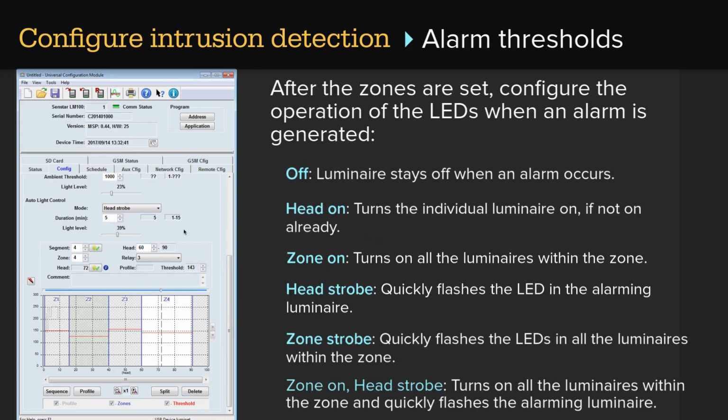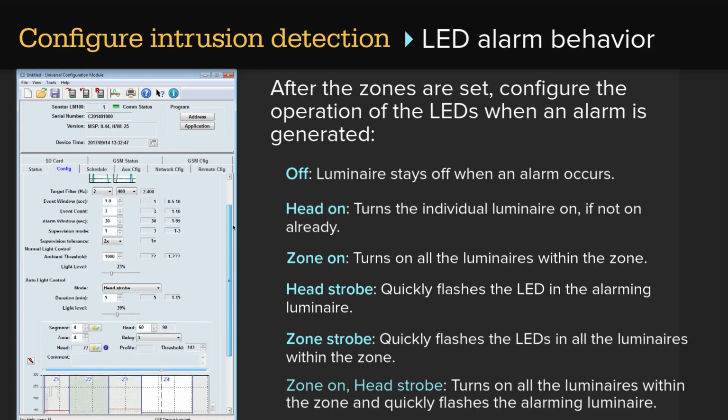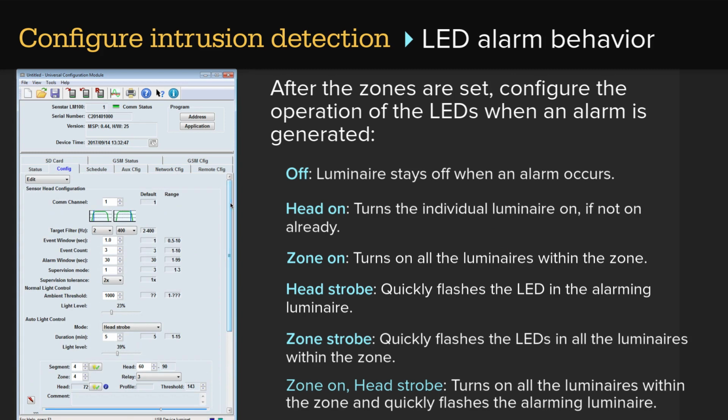After the zones are set, configure the operation of the LEDs when an alarm is generated. Off. Luminaire stays off when alarm occurs. Head on turns the individual luminaire on, if not on already. Zone on turns on all the luminaires within the zone. Head strobe quickly flashes the LED in the alarming luminaire. Zone strobe quickly flashes the LEDs in all the luminaires within the zone. Zone on head strobe turns on all the luminaires within the zone and quickly flashes the alarming luminaire.